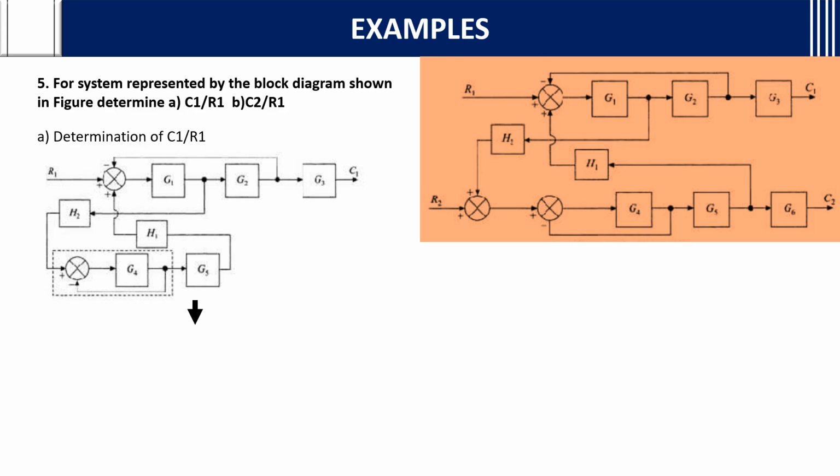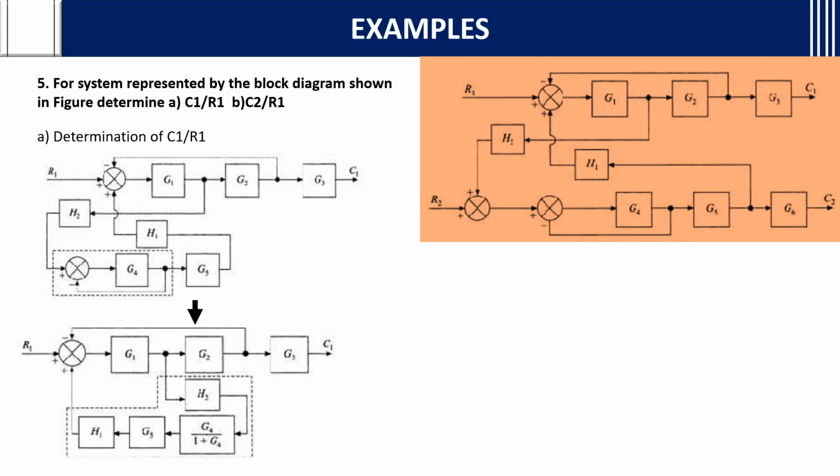From here, if you see, G4, G1, G2 are written in the same way, then G3, and H1. What they have done here is, the H1 summing point is connected to G5. This G5 is connected to G4 by 1 plus G4. Why? Because here there is a feedback of signal 1. If you see, this is the feedback of signal 1.